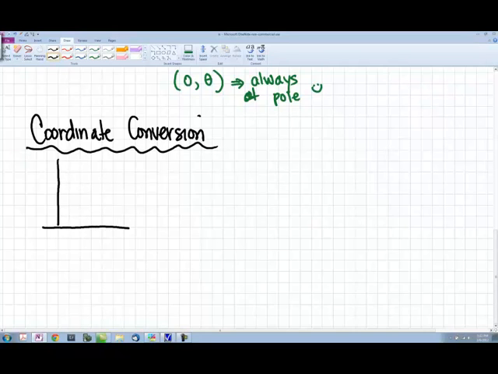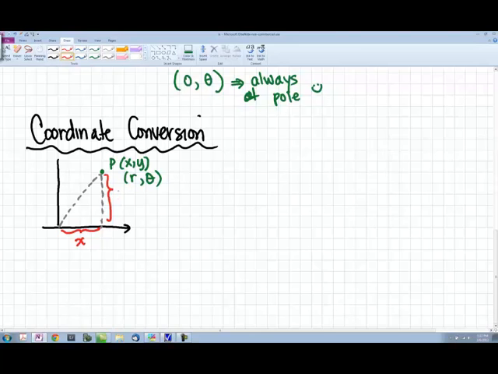So in this case here, if I just draw a point here, xy, or it could be thought of as r theta. I'm going to do two things here. This is my x coordinate and then my y coordinate. R is my directed distance to the pole. Theta is the angle created.